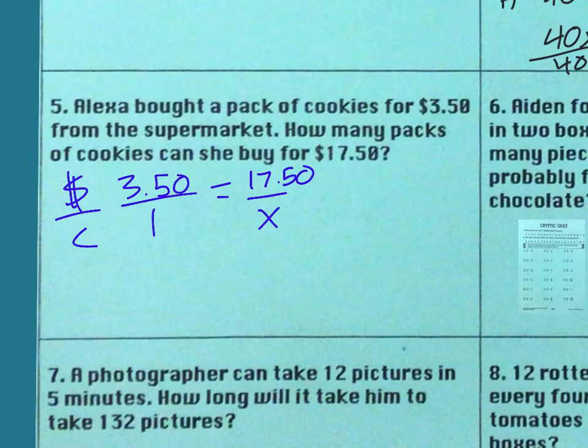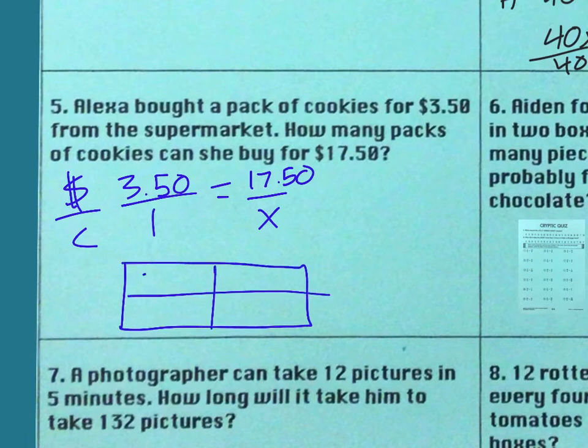Okay, so this is a unit rate right here. The $3.50 to 1 is a unit rate. So all we really have to do is divide. Well, we could divide here to get it, or we'll look at the ratio table and I'll show you that way. So we know that there's a $3.50 to 1 ratio, and I am trying to get to $17.50. Well, I have a hard time seeing how many times 350 goes into 1750. So I am just going to use division.